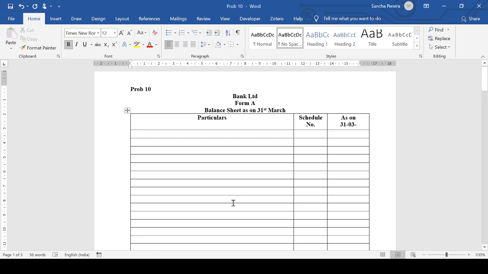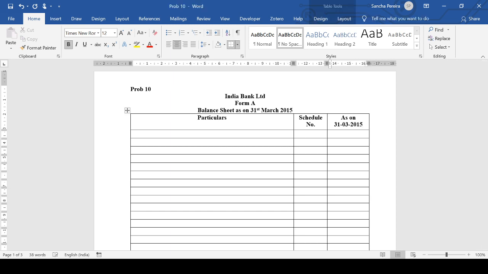Problem 10. So we will begin with the schedules first and then transfer the items to the formats. So I think the name of the bank is India Bank Limited. And the date given to us is 31st March 2015. So let's go and start with the schedules.